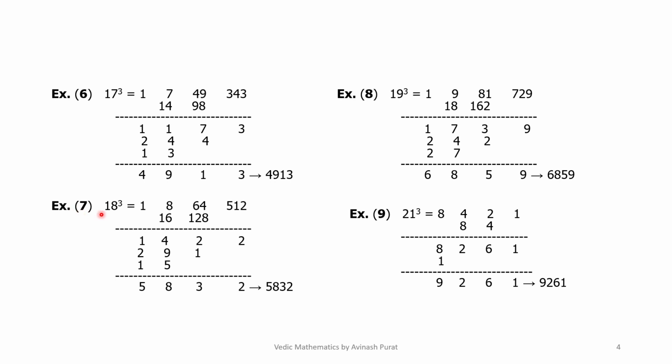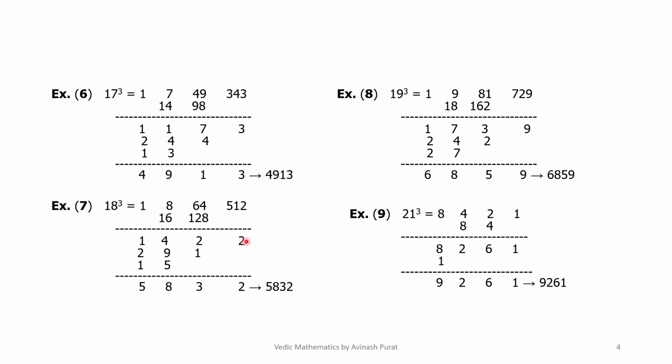Seventh example, 18 cube. Again, cube of 1 is 1 and ratio is 8 to 1. So 1, 8, 8 into 8 is 64, 64 times 8 is 512. Now 8 multiplied by 2 is 16. 64 multiplied by 2 is 128. Now we take down the figures.